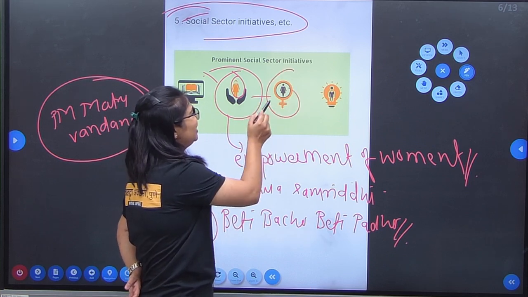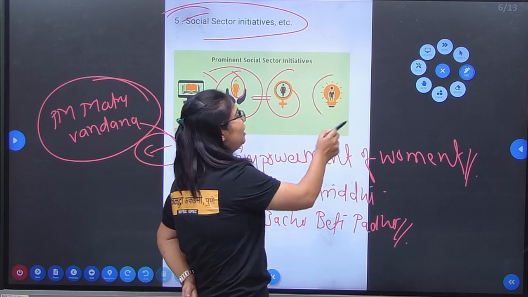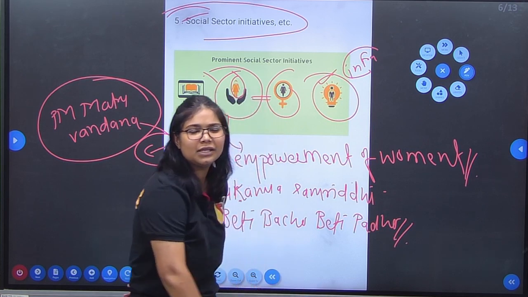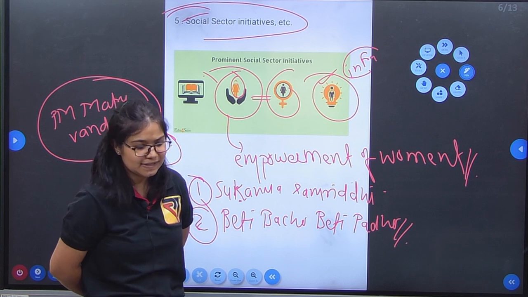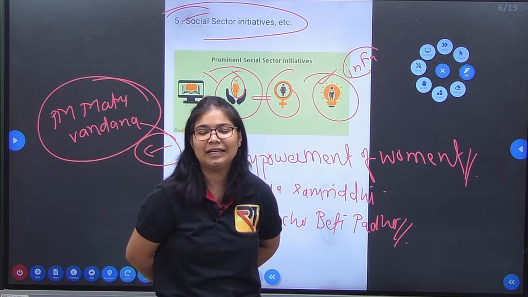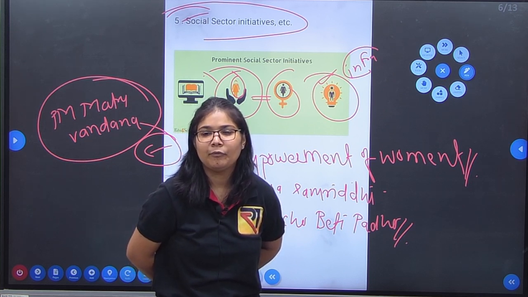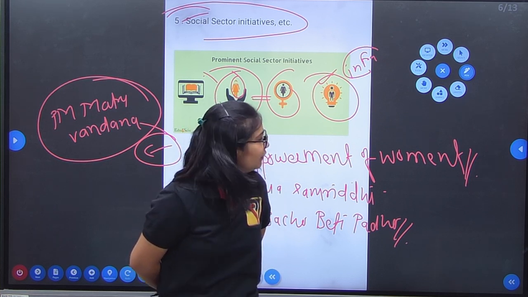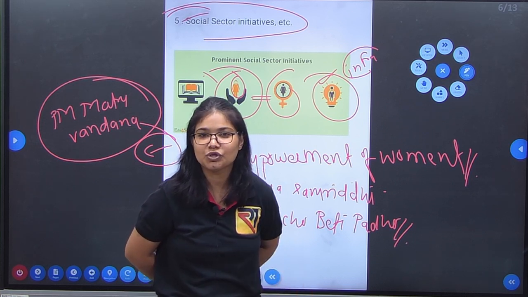Then we have to discuss the infrastructural activity. You must have seen the light here. So, energy transmission, electricity. We have to discuss infrastructural activity, which includes road, housing, railway, aeroplanes, airways. Udaan Yojana, Ude Desh Ka Har Nagrik. We have to discuss it. Then infrastructural activity like the Pradhan Mantri Gram Sadak Yojana.